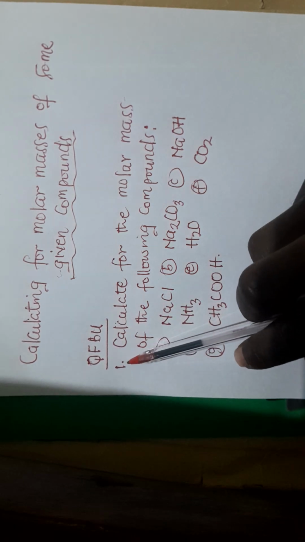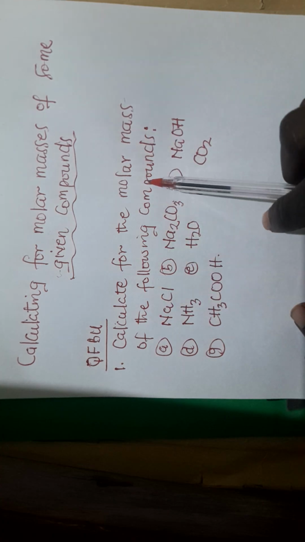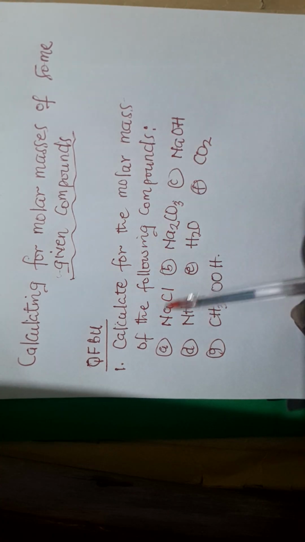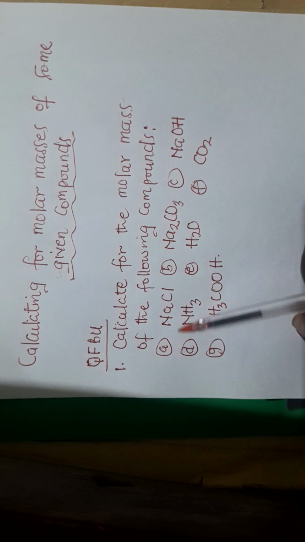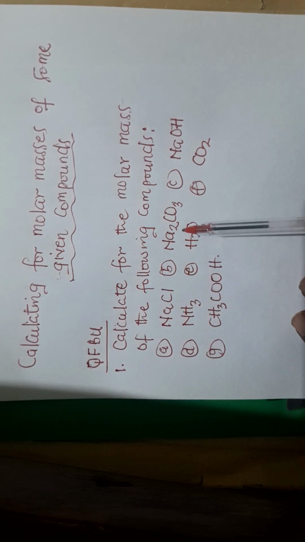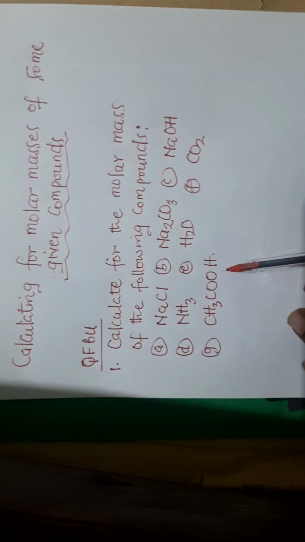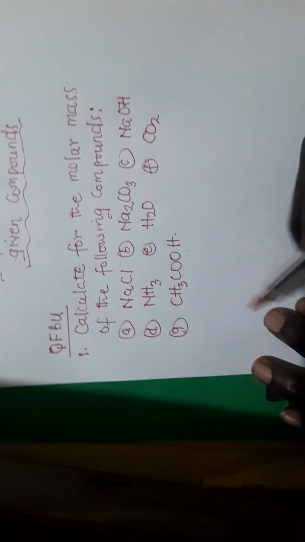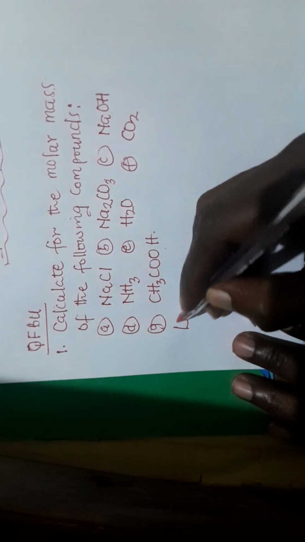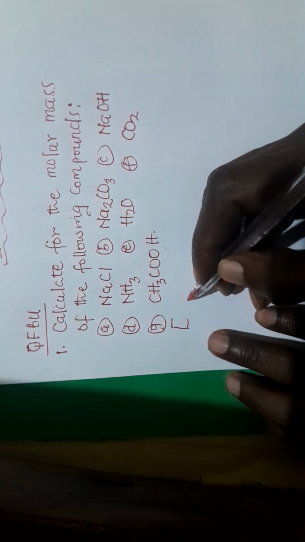So quickly, number one, calculate for the molar mass of the following compounds. Number A, we're going to calculate for the molar mass of sodium chloride. Sodium carbonate, you have sodium hydroxide, ammonia, water, and then carbon dioxide. This is ethanoic acid. But before you do that, they need to give you what we call relative atomic masses of each element present in a given compound.